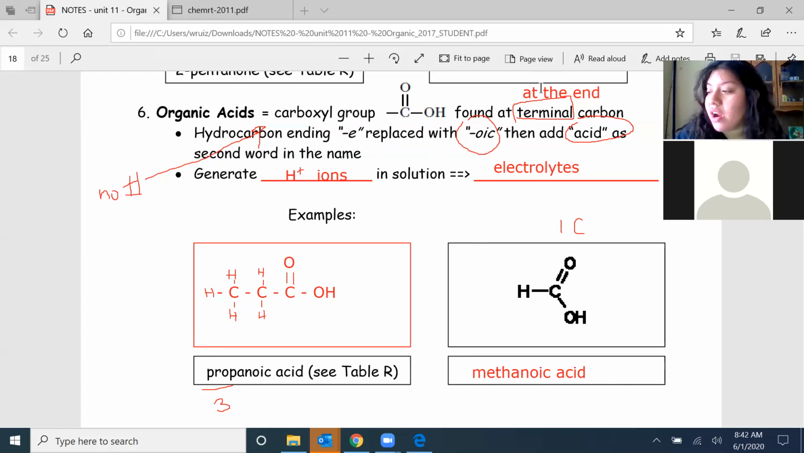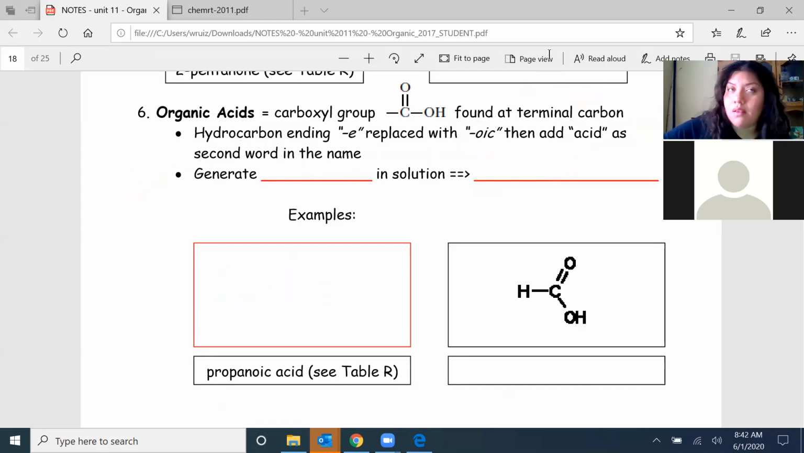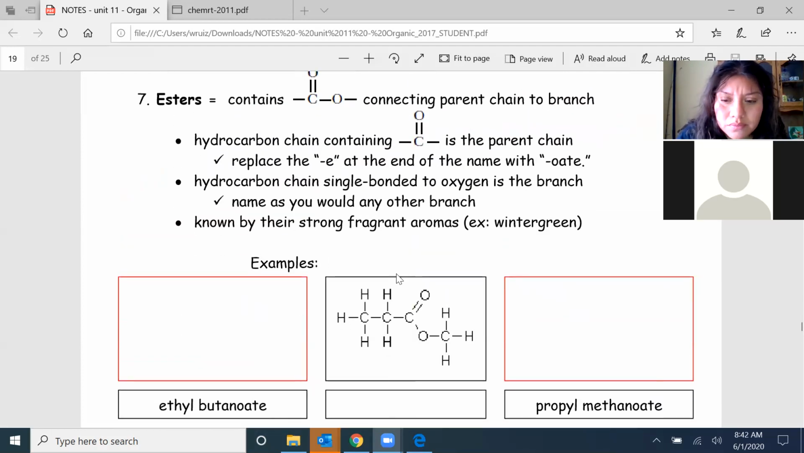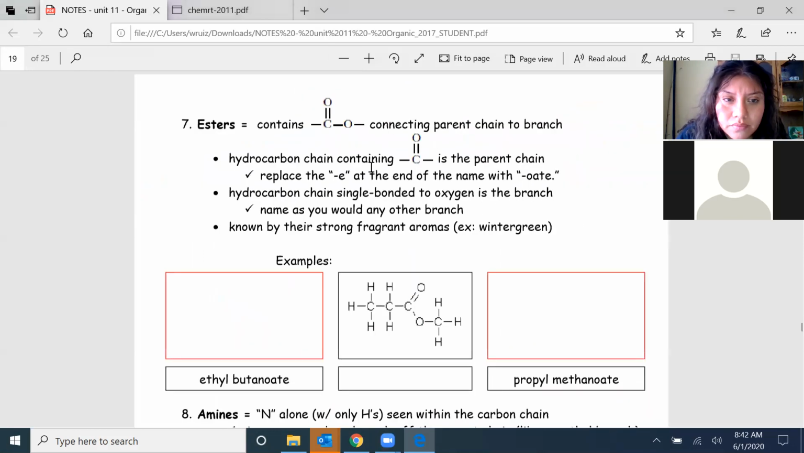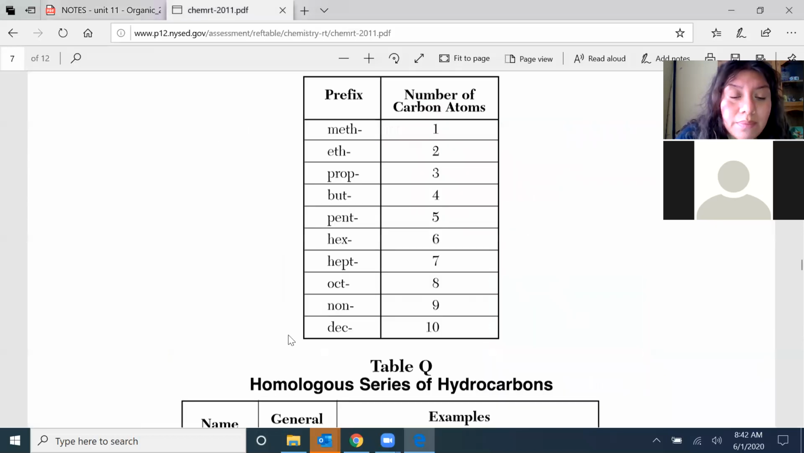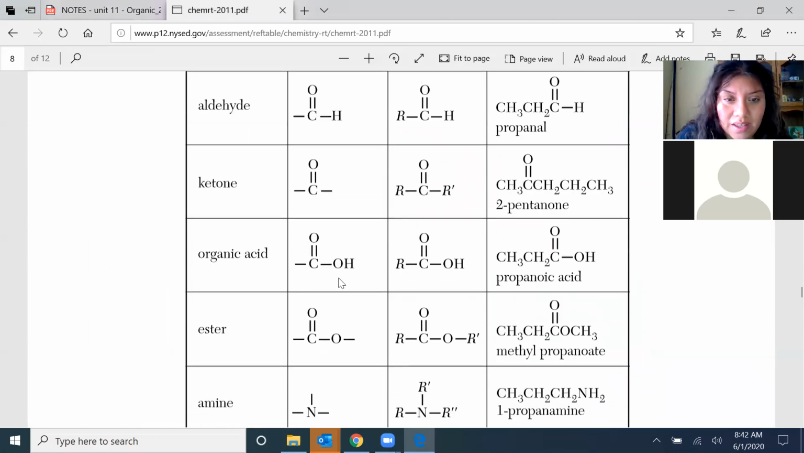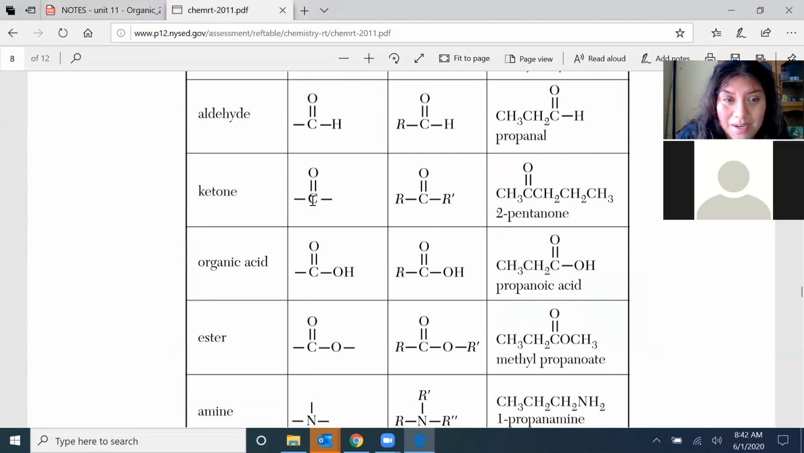I'm going to go ahead and clear these drawings and go down to esters. I'll zoom out a little. They contain the C double bonded to an O and an O. So they're very similar to an organic acid. That has a C double bonded to O and an OH. Well, this is just a C double bonded to an O on one side and an O on the other side.